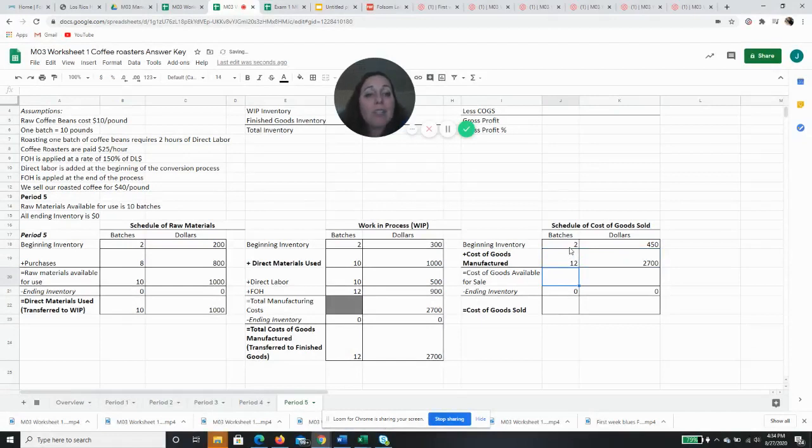All right, so if we had 2 batches in beginning inventory and we added another 12 that we finished in the current period, then we have a total of 14 batches in cost of goods available. And the value of that is 3,150. We have nothing in ending inventory, so everything we could have sold got sold. So this will be 14 and 3,150. All right, let me just check my math down here: 14 times 225 is 3,150.